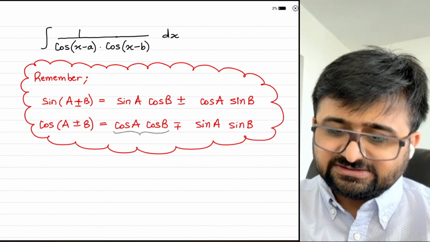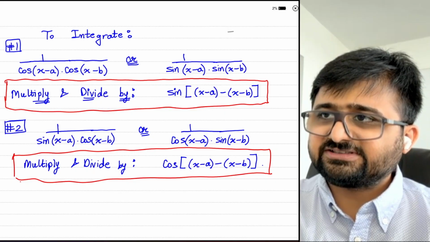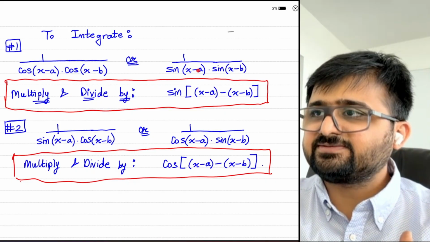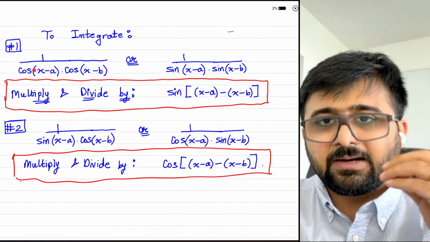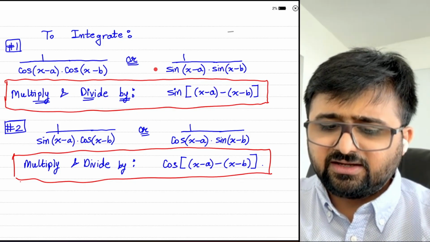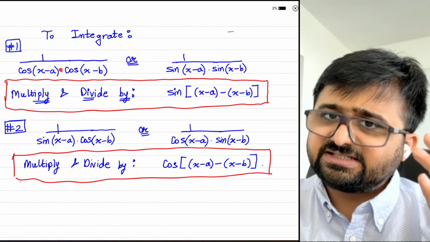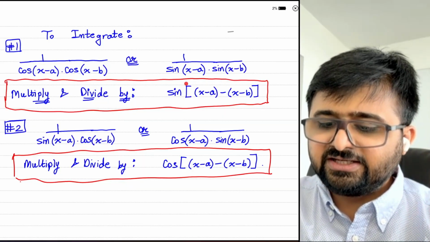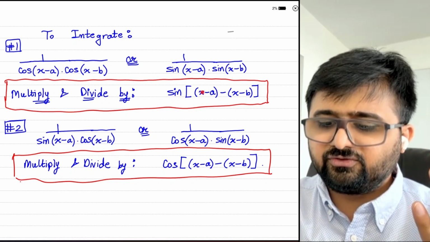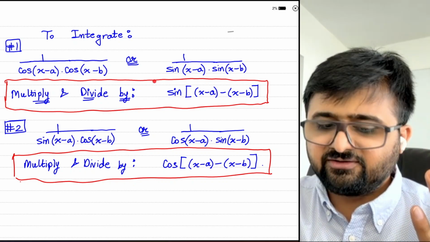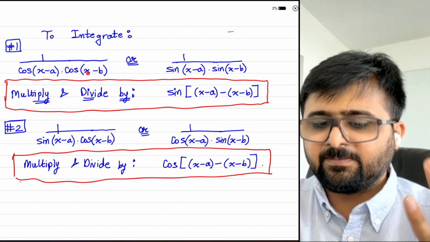The exact rule says that whenever you see 1 over cos(x minus a) times cos(x minus b), or if you see sin(x minus a) times sin(x minus b), in other words, if you see the terms of the compound angles of cosine, because these two are the terms for the compound angles of cosine, you multiply and divide by the opposite, which is sine of the difference of the two angles. The difference of the two angles is (x minus a) minus (x minus b).